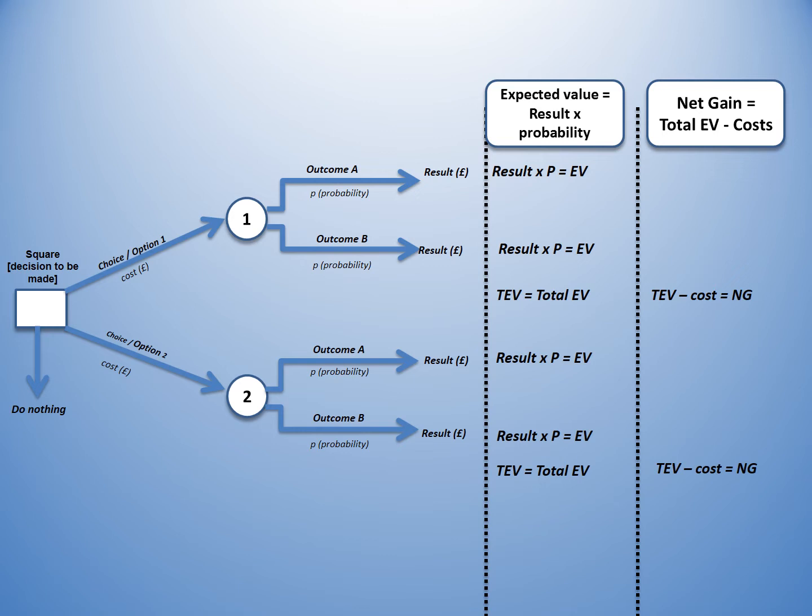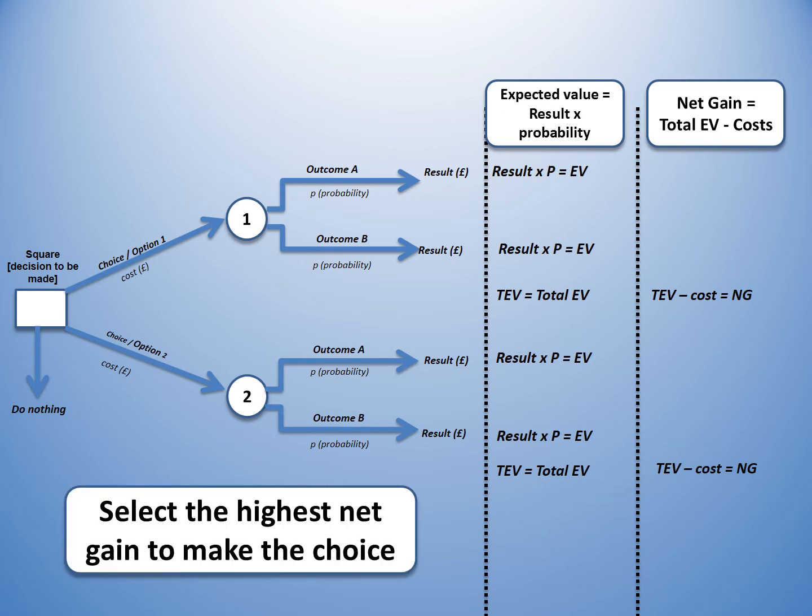And generally the rule is that the highest net gain is the one that wins. So if you have the higher net gain at option 1, you would take that. If it was the higher net gain at option 2, you would take that instead.